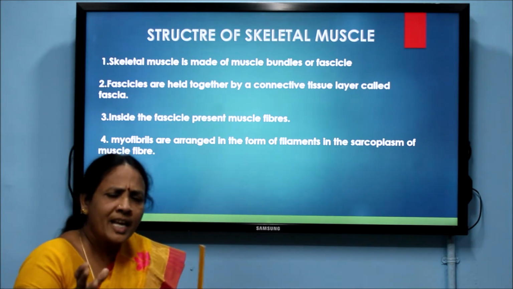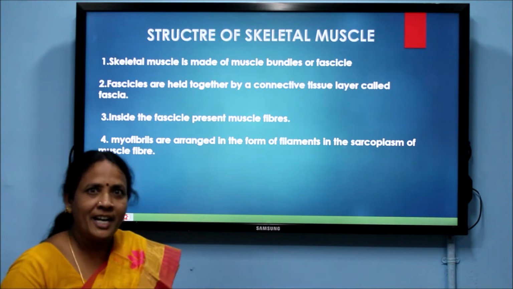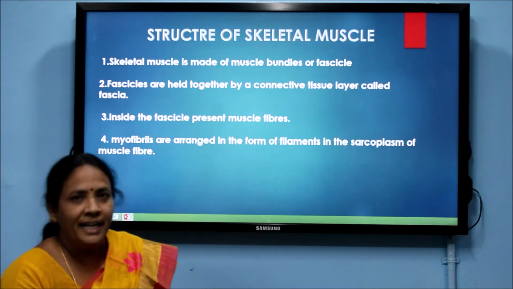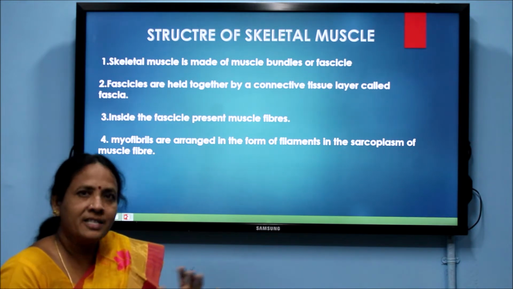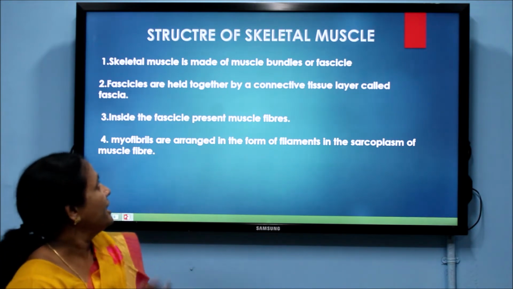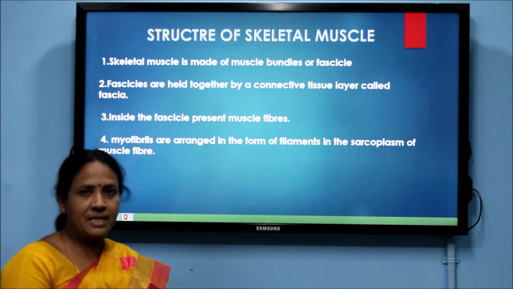Why do we have to see the structure of skeletal muscle? Because for locomotion and movement, both the skeletal system and the muscular system are involved. That is the muscles. So it is important to see the structure of skeletal muscle.